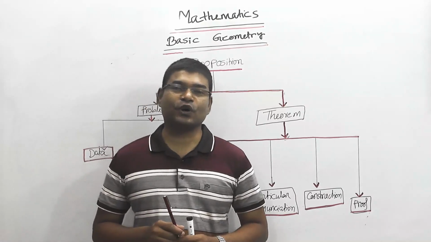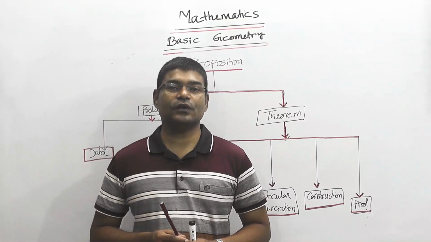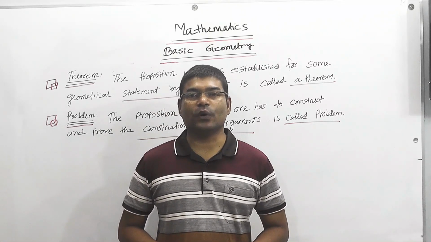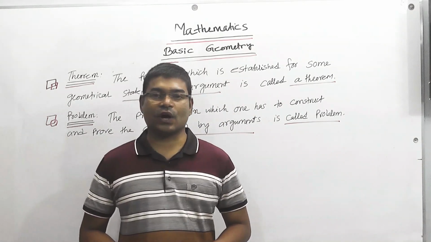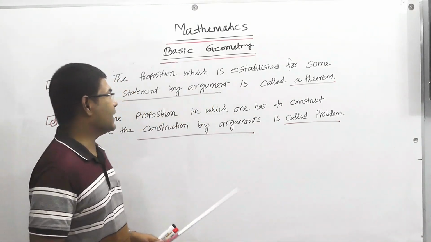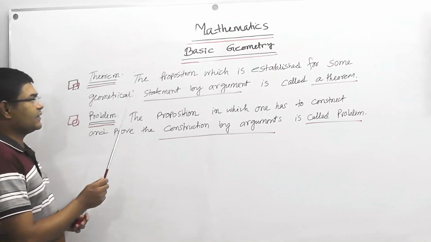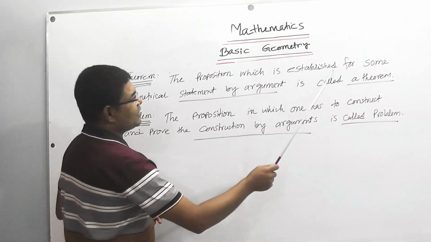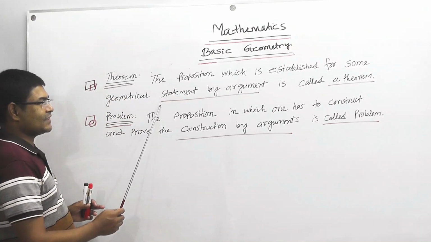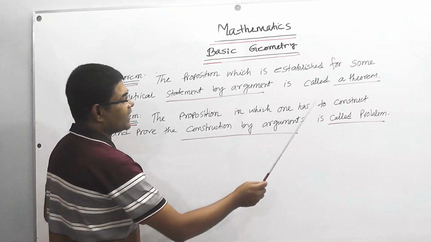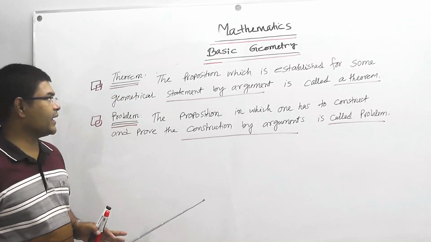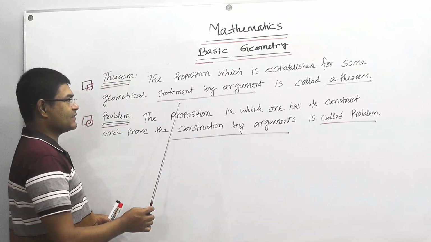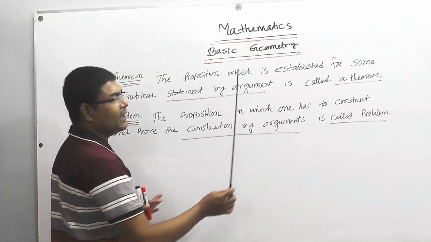Now we'll have to know what is called theorem and what is called problem. Already we have learned proposition. So let's come back. Here is what is called theorem. The proposition which is established for some geometrical statement by argument is called a theorem.